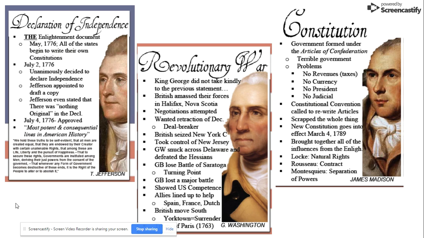And then we do borrow from Rousseau with the social contract, so there's more Enlightenment ideas there. And then Montesquieu with his whole separation of powers and checks and balances.